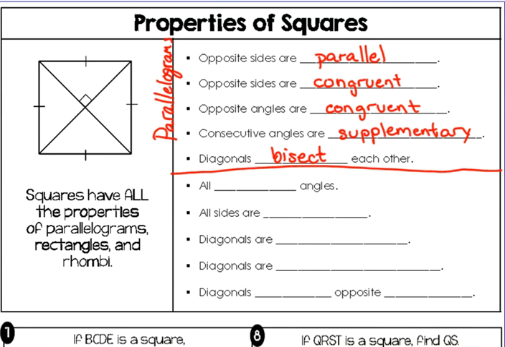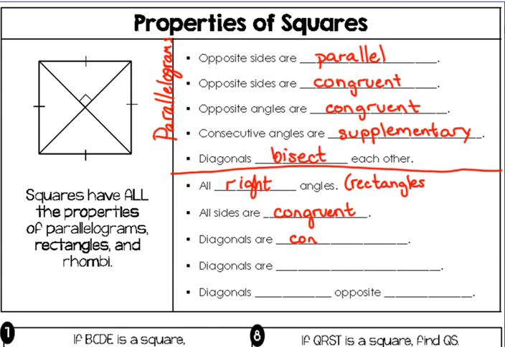All those properties, the ones that we've talked about 4 times now. Okay, now let's talk about a property of rectangles. All right angles. You know this already. You know that squares have all right angles. Okay, but that's a property from rectangles. All sides are congruent. That's a property from rhombi.